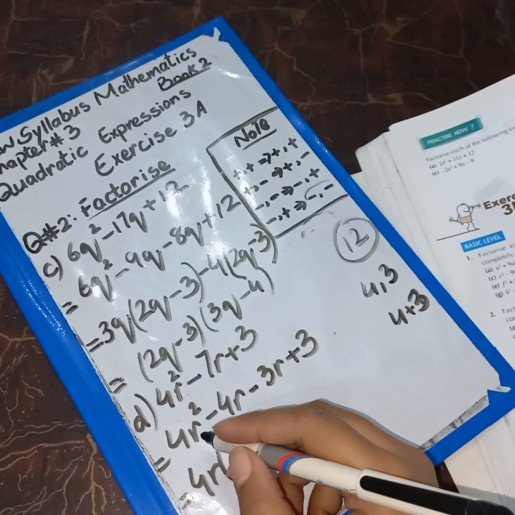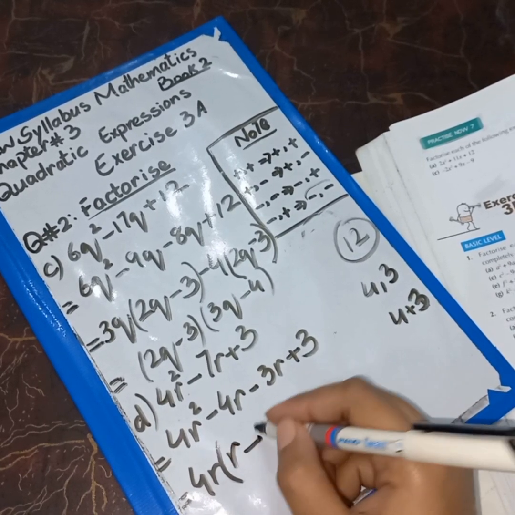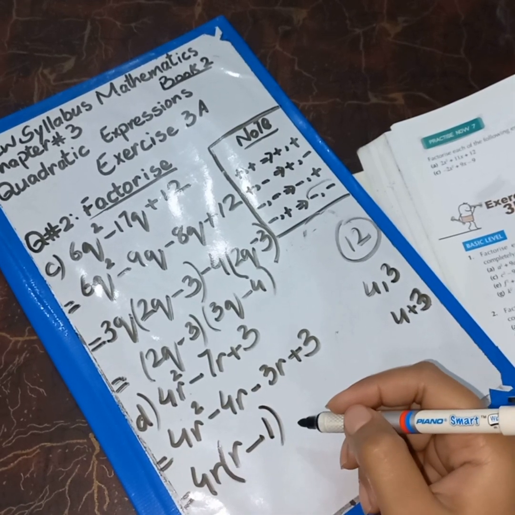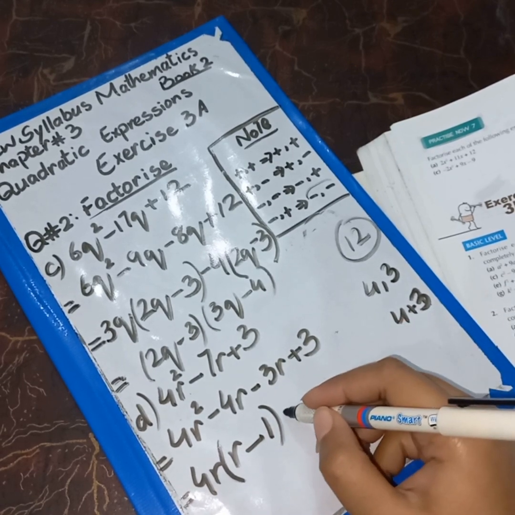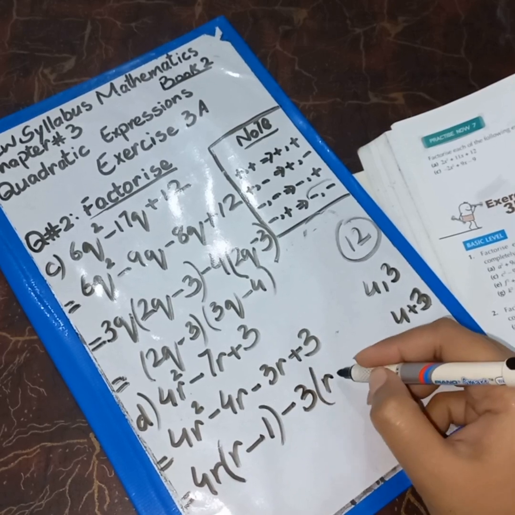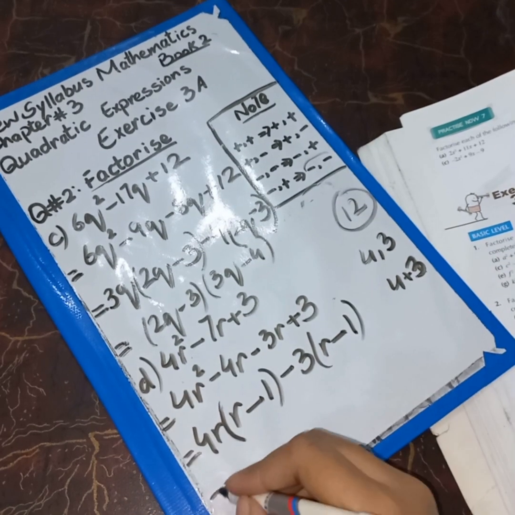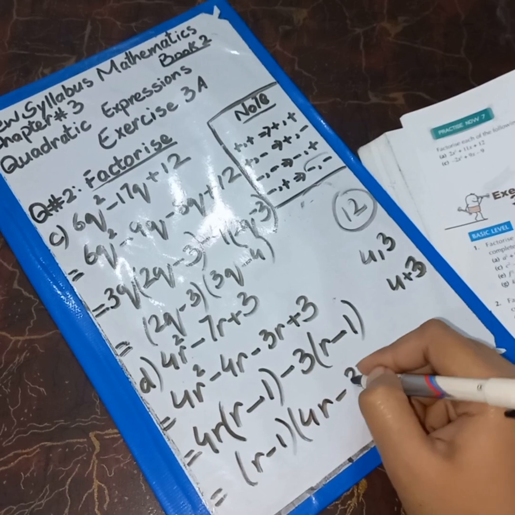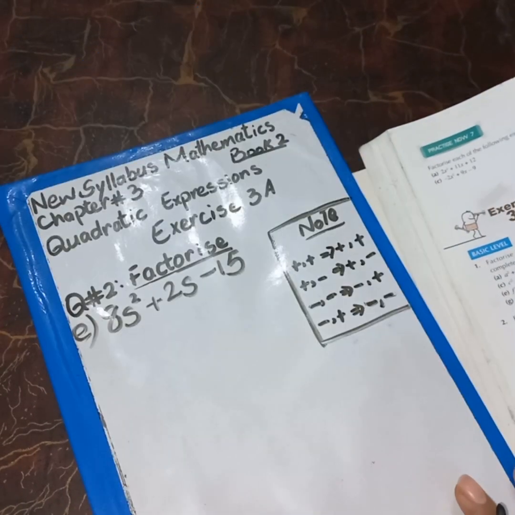Out of 4r square, 4r is outside, only r is inside. And this 4r is completely outside, so we will write here 1. 4r multiplied by 1 becomes 4r in the next step. Then minus 3 common. Inside r, minus plus minus and 1. 3 ones are 3. Once they are the same, write them, and then 4r minus 3, the uncommon factors.